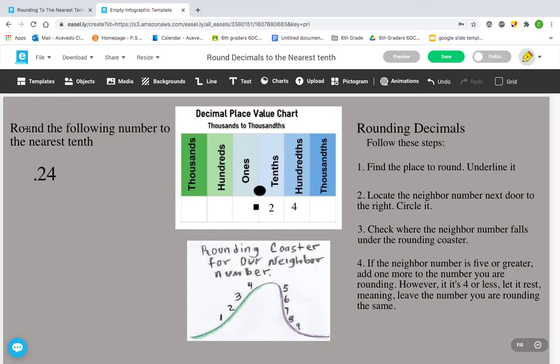Now I go back to the question and I see what they are asking me. They are asking me to round this number, 0.24, to the nearest tenth. That means that I can go into the steps that I need to follow. The first one says find a place to round and then underline it. I know that the 2 falls under the tenths place value, so I am going to underline the number 2.